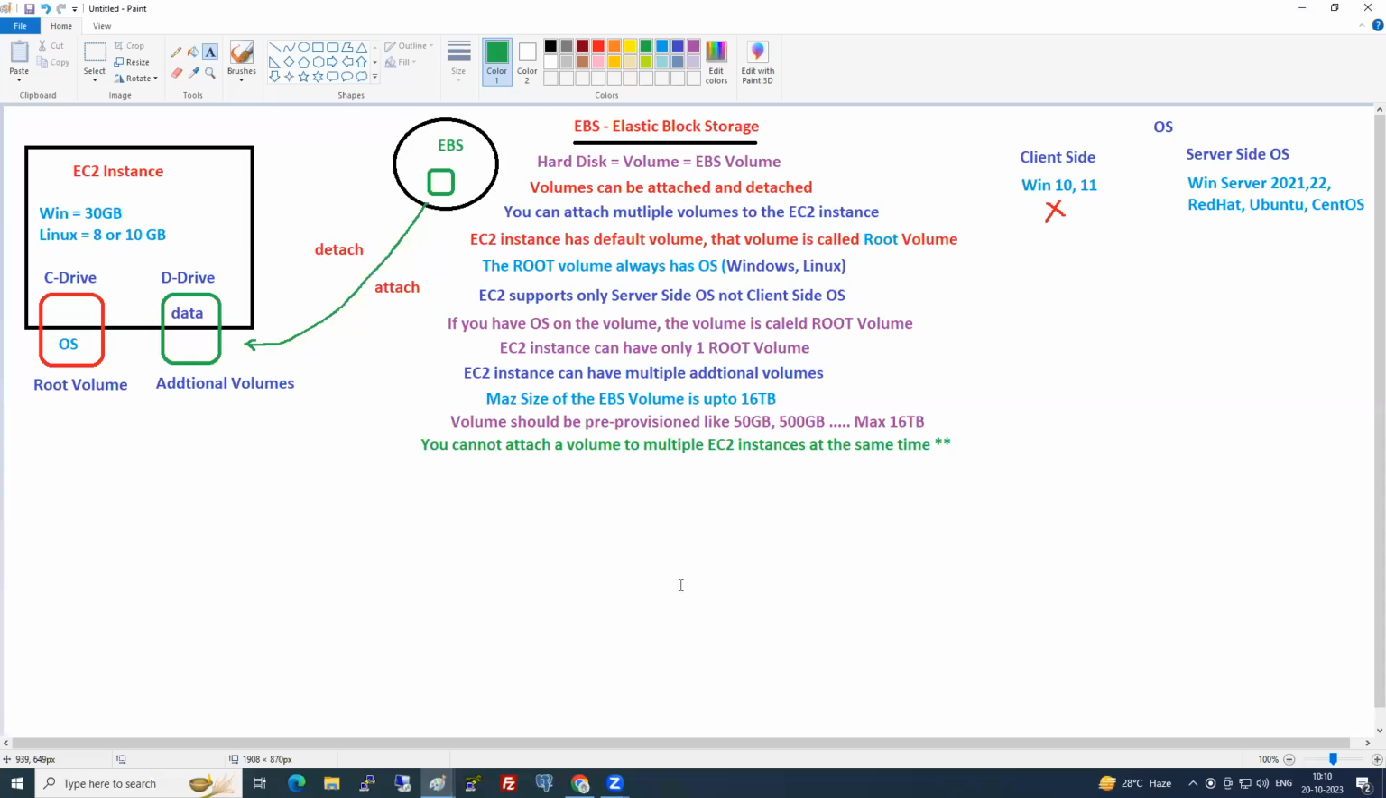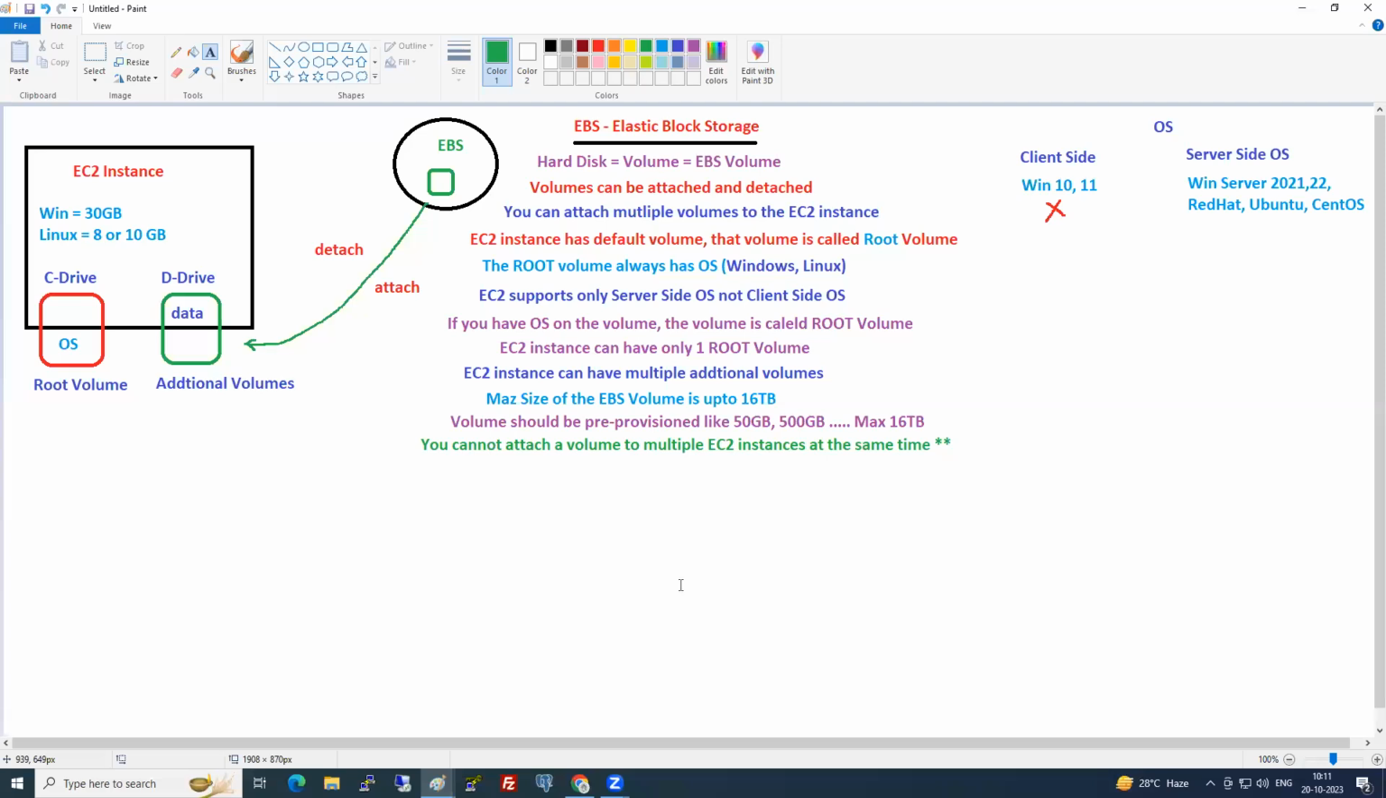Okay, now the question here is, what is the default size of your Windows C drive? Default size, 30 GB. Let's say this 30 GB will be sufficient for you. No, after one month, this 30 GB will be full. Your customer will come and ask, hey, my C drive is full. Can you please help me here? What will you do?